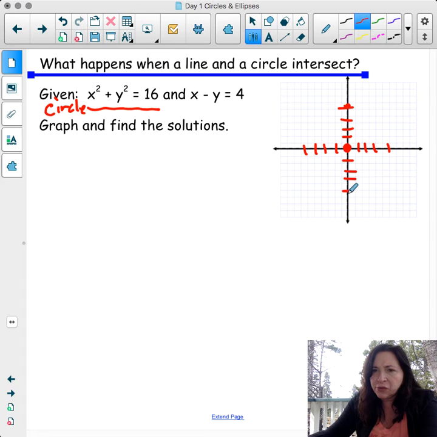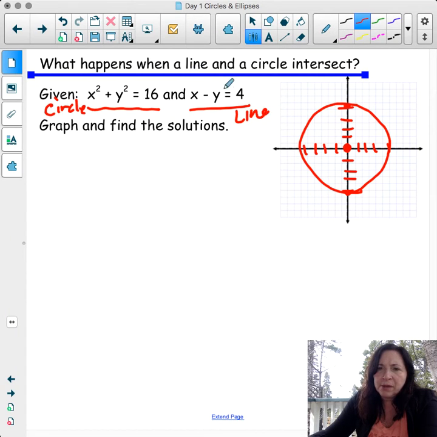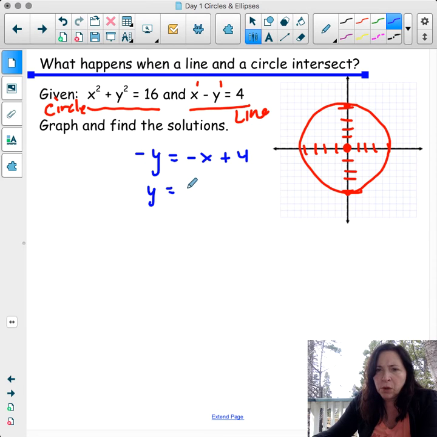So here's my circle. My circle looks something like this. And this is a line. I know that's a line because my y and my x coordinates are 1. And so this being a line, I'm going to solve for y. So I get negative y is equal to negative x plus 4. I'm going to solve for y, so y is now multiplying by negative 1. Y equals x minus 4. So this is the equation of my line, and this is the equation of my circle.